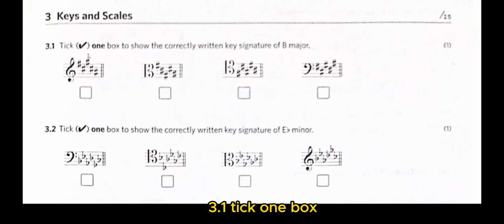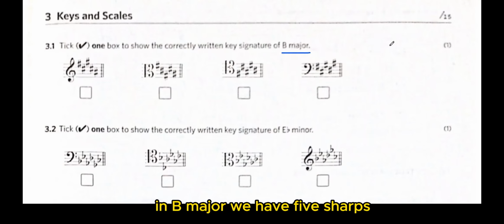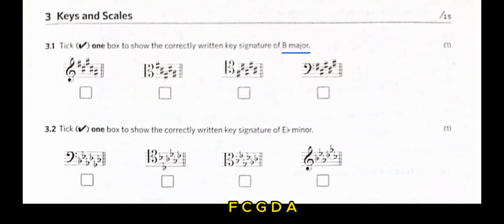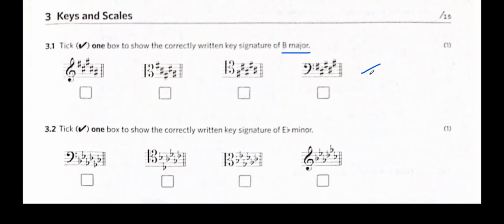3.1. Tick one box to show the correctly written key signature of B major. In B major, we have 5 sharps: F, C, G, D, A. And remember, we can check with the 2 parallel lines.